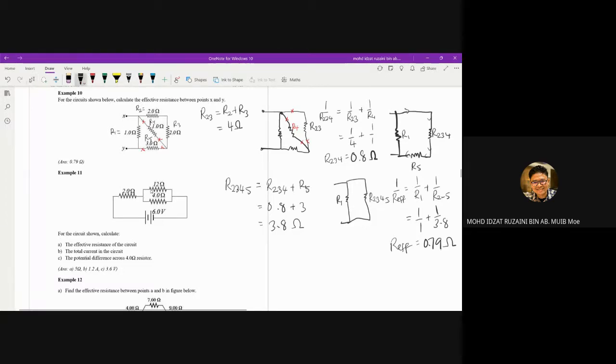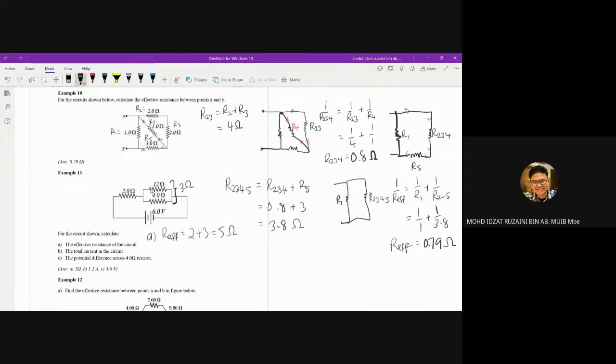These two are connected in parallel. Okay, so you will do 1 over 12 plus 1 over 4. So you will get 1 over the answer is equal to 3 ohm. So for the top part you get 3 ohm. Okay, so R effective is equal to 2 ohm plus 3 ohm. You get 5 ohm. Okay, that is for question A. Question A. Now question B.